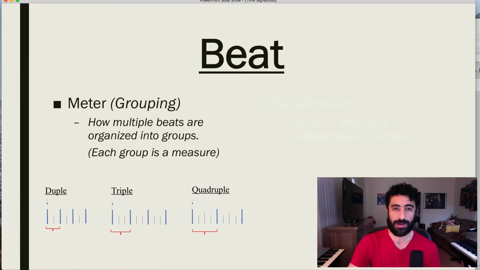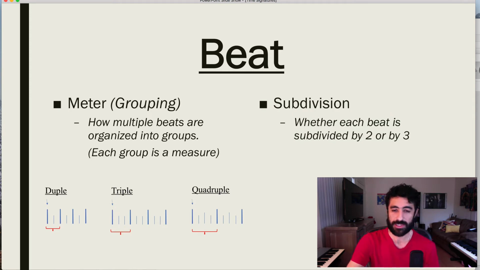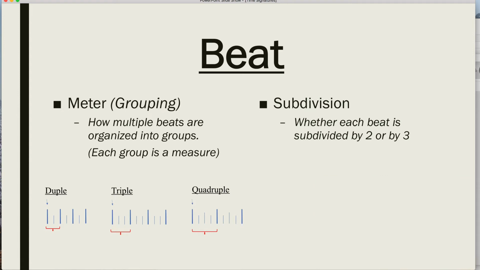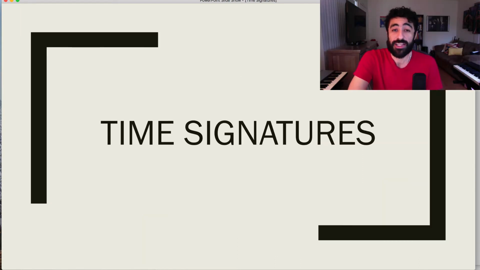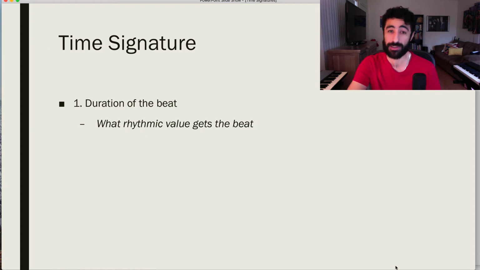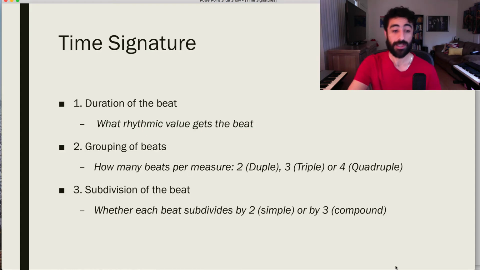If we want to talk about the subdivision, all we want to find out is whether each beat is subdivided by 2s or by 3s. If it's subdivided by 2s, we call it simple. If it's subdivided by 3s, we call it compound. So really, all that a time signature does is just tell us these three things: the duration of the beat, the grouping of the beat, and the subdivision of the beat.